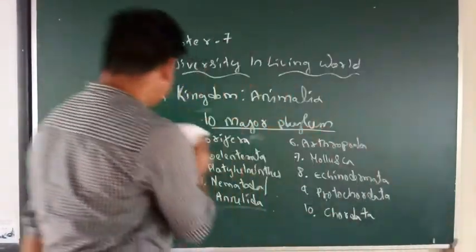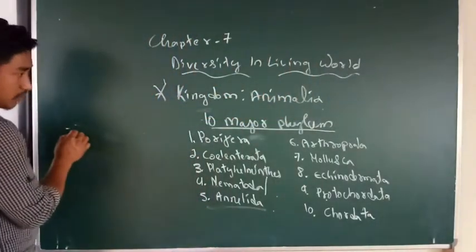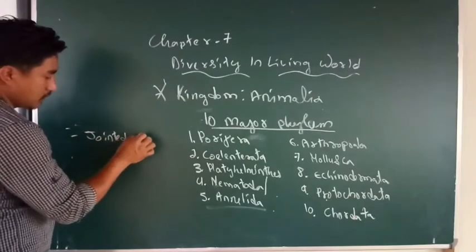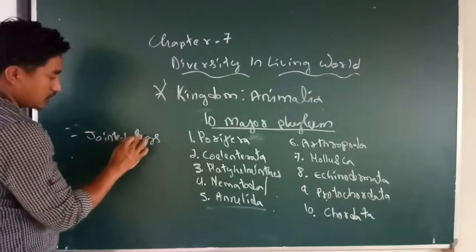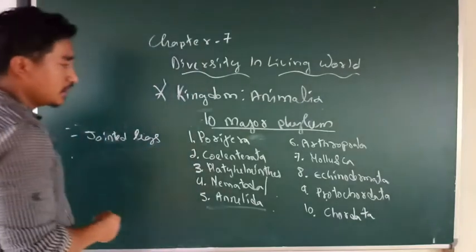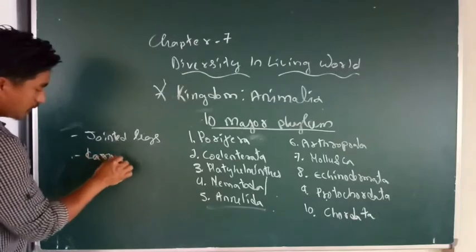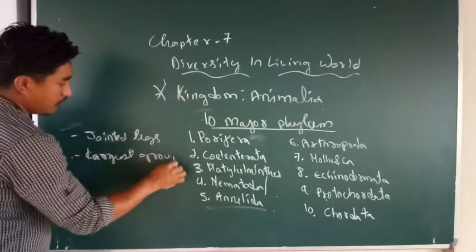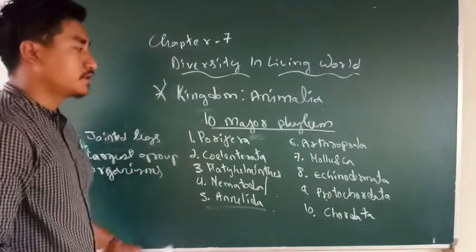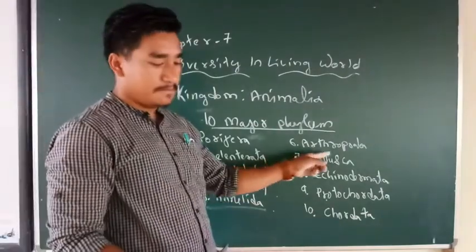Next we have Arthropoda, commonly known as organisms with jointed legs. Arthropoda comprises the largest group of organisms. Under this, the examples include all the insects. All the insects come under phylum Arthropoda.